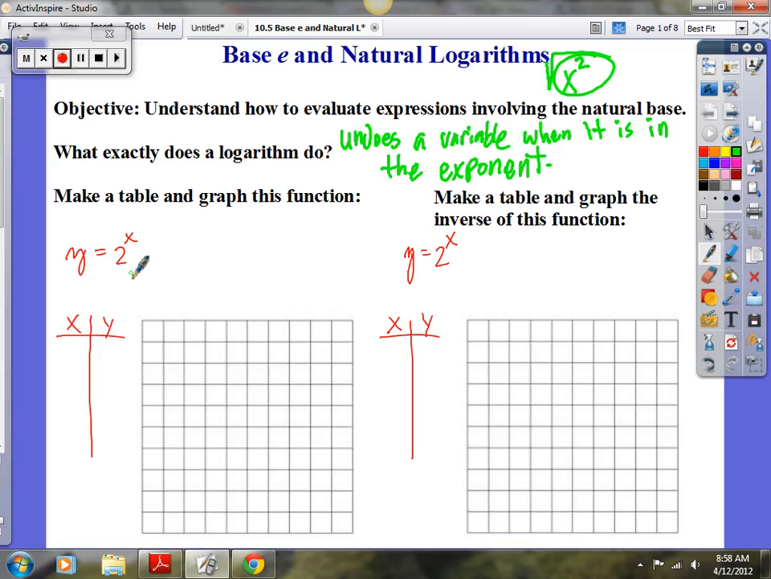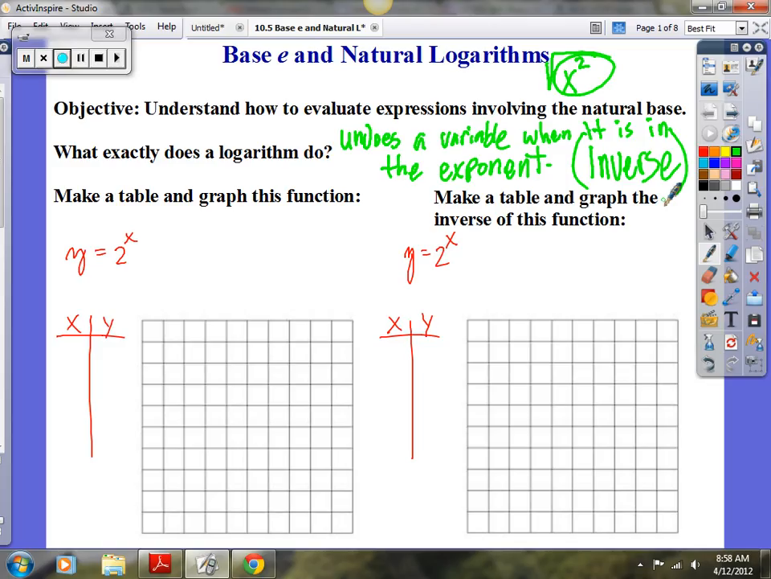So a logarithm is just something that undoes. And we call that an inverse. It's an inverse operation. Like the inverse of times is divide, the inverse of add is subtract. It's the inverse of exponentiation.